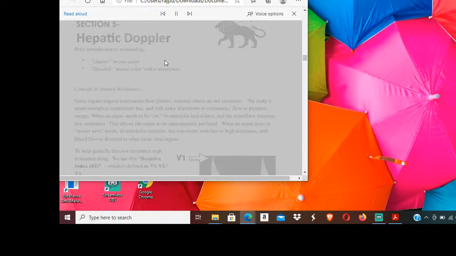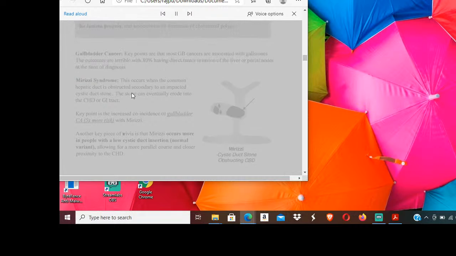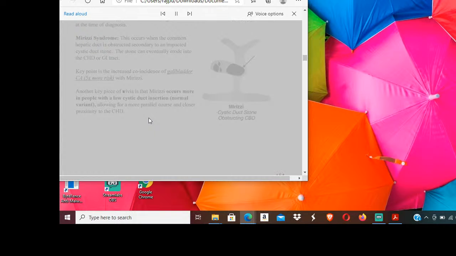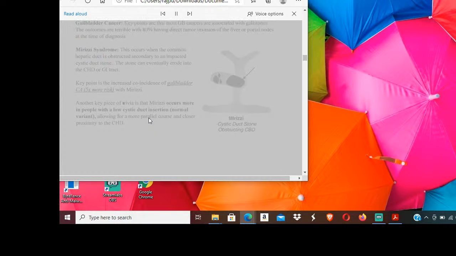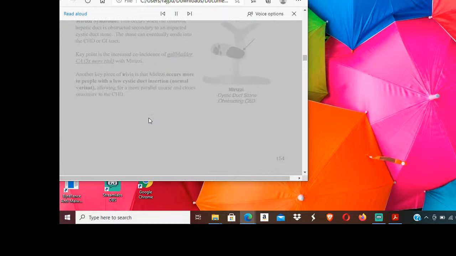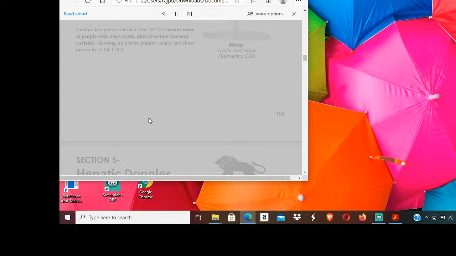Section 5. Hepatic Doppler. Rokitansky-Askoff sinuses. Cholesterolosis, cholesterol, and gallbladder cancer. Cancer. Key points are that at the time of diagnosis. Moritzi syndrome. This occurs.